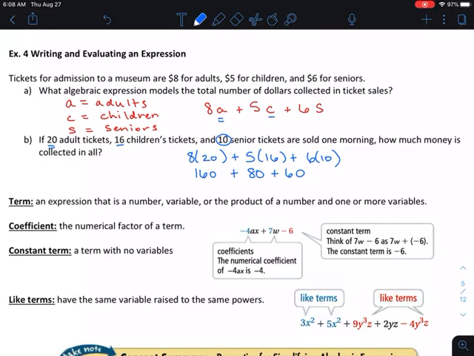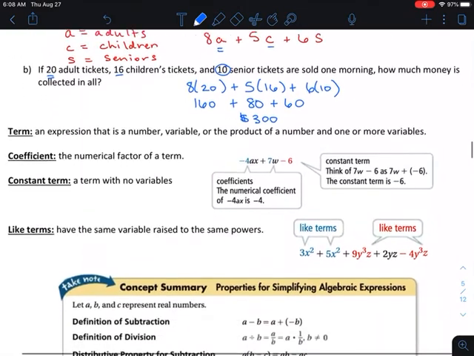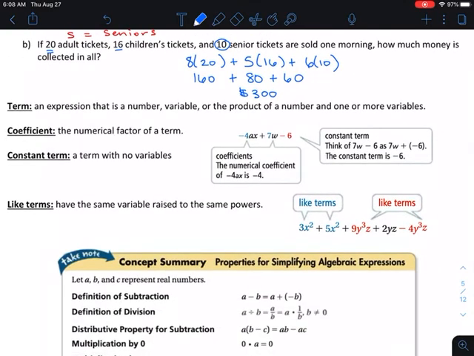So 160 and 80 is 240. 240 plus 60, that's going to give us an even 300. Since we're talking money, go ahead and throw a $ sign in there. And please make sure that you're smarter than all the people on social media that put the $ sign at the end of it, because they read it as 300 dollars. The $ sign goes in front when you're using it as a symbol. The word dollars is written out after the number, right? So just be smarter than some of the other people around us.